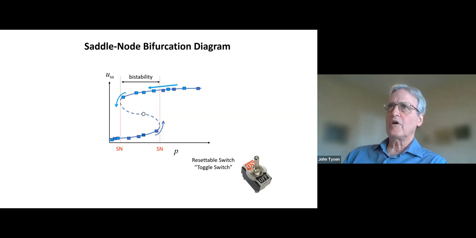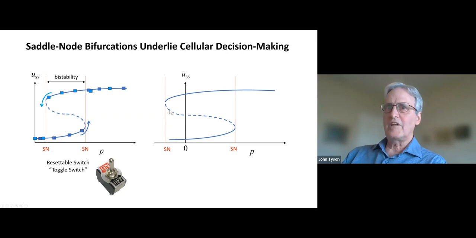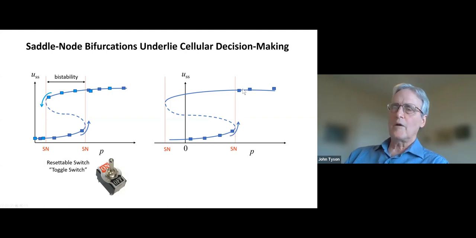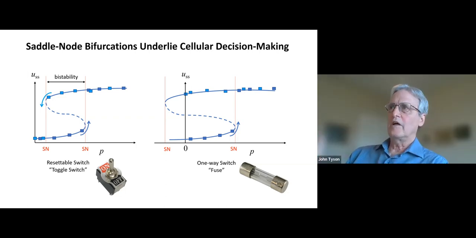So that's one very common arrangement of saddle node bifurcations. But it's also possible that the switch doesn't flip off until the parameter value achieves negative values. And if this parameter is a kinetic rate constant, that's impossible. So in this case, we have a one-way switch where if we start on the lower steady state and increase the parameter, we'll jump to the upper steady state, we'll flip the switch on, but then when we decrease the parameter, even down to zero, the system will stay on the upper steady state. So this switch is not resettable. It's a one-way switch, analogous to a simple fuse in your electrical system.